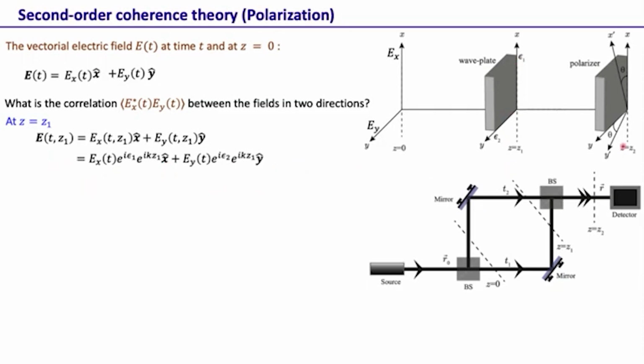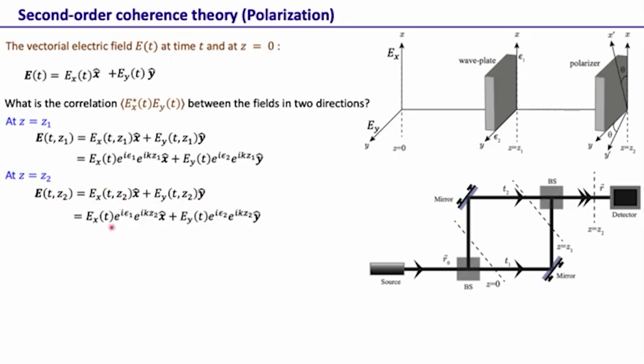Okay. Now we want to go to plane z2. So at z2, a similar process: the component in x, the component in y, and the component in x is basically Ext e to the i epsilon 1, which was the phase acquired here, e to the i k z2, which is the total distance traveled, similarly for y. So that's the vectorial field right after the polarizer.